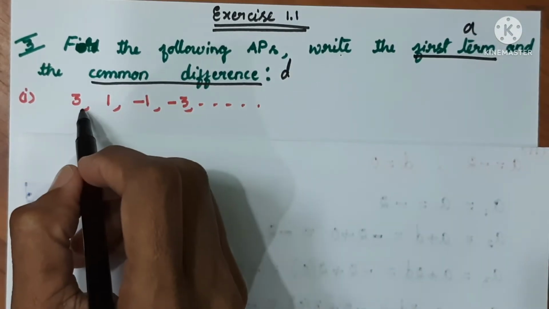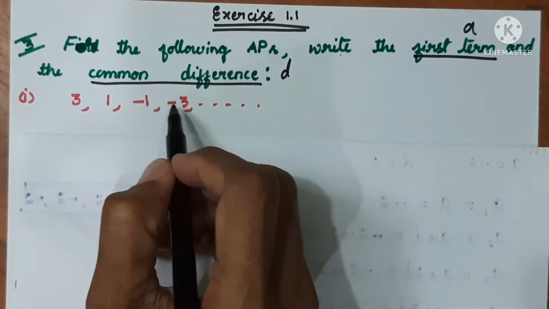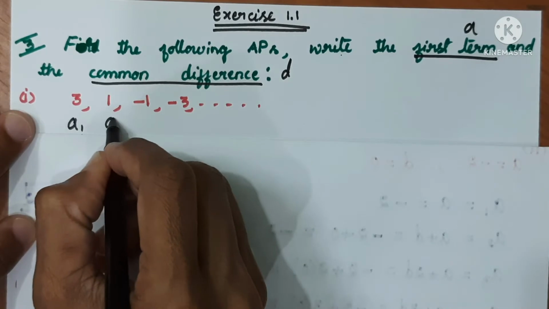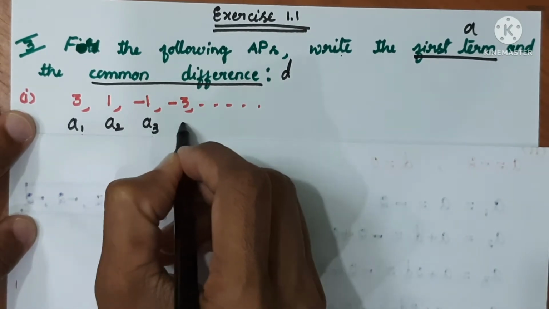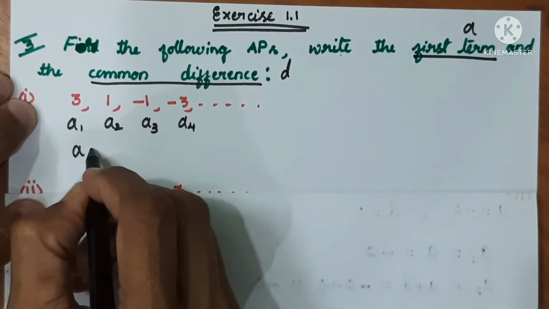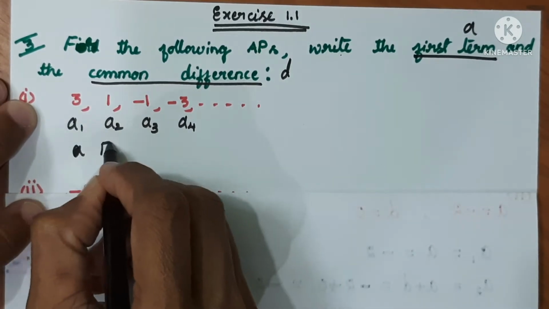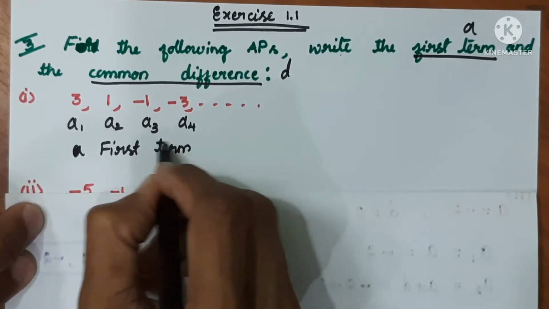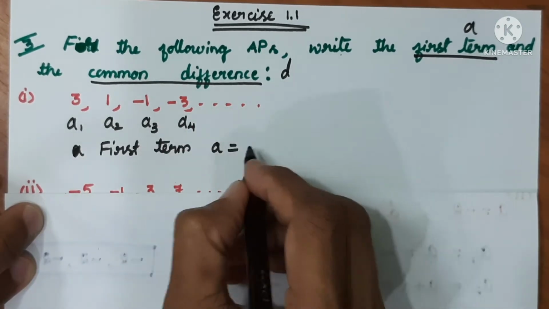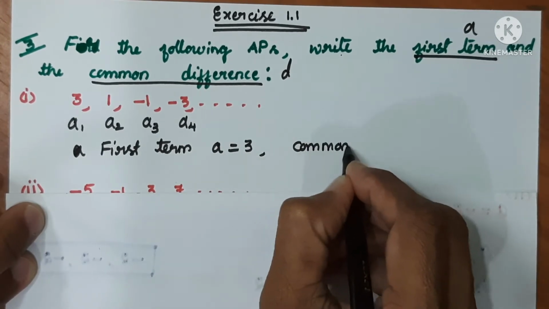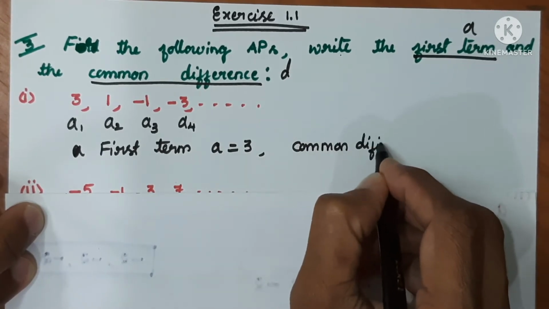The first one is 3, 1, minus 1 and minus 3. Here 3 is the first term, then the second term, third term and fourth term. The first term they have given is A. Let us write the first term: A equal to 3. And the common difference, we have to find it. How can we find the common difference?